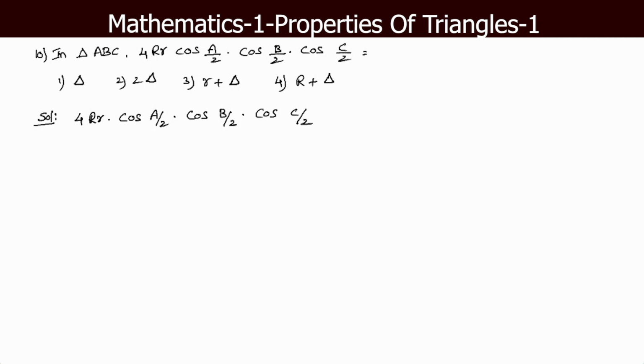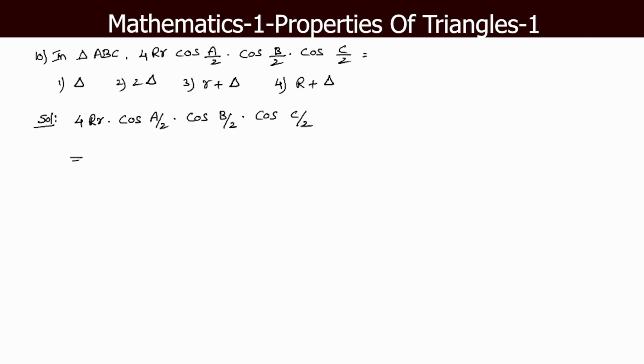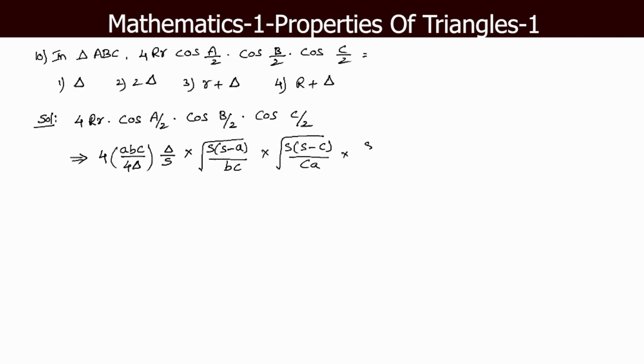Cos A by 2, we know, is the square root of s into s minus a by bc. So if you use the cosine formula, you will get 4abc by 4 delta into delta by s into square root of s minus a into s minus b into s minus c by abc. After simplification, you will get square root of s into s minus a into s minus b into s minus c, which is nothing but delta. So the answer is option number 1.